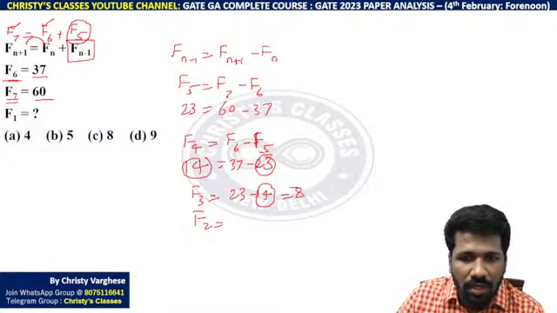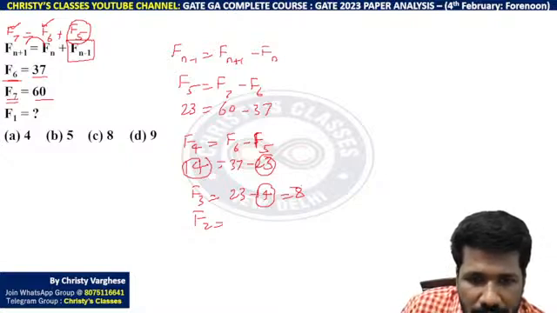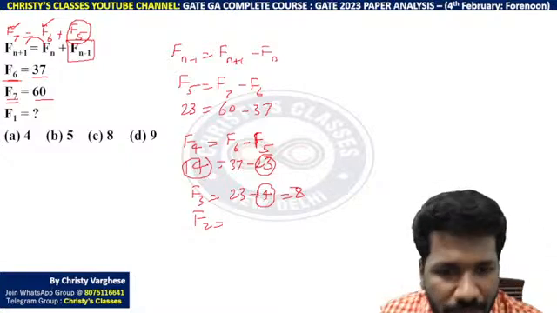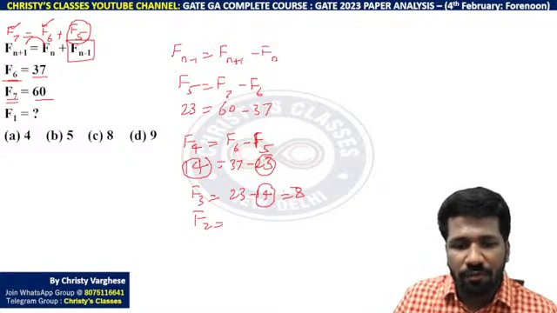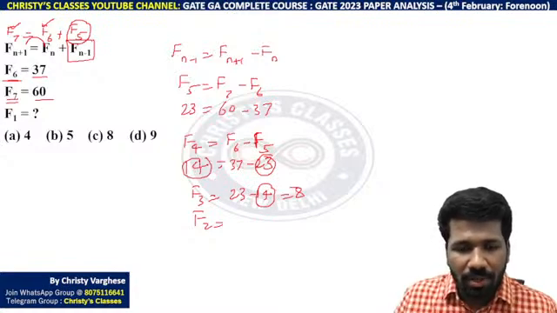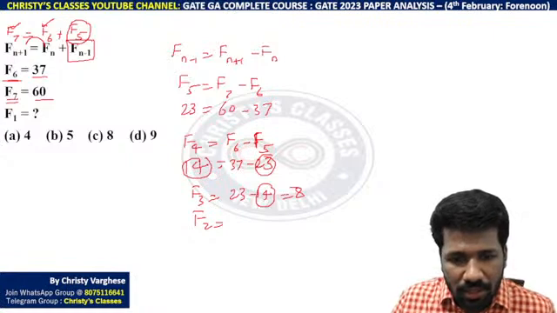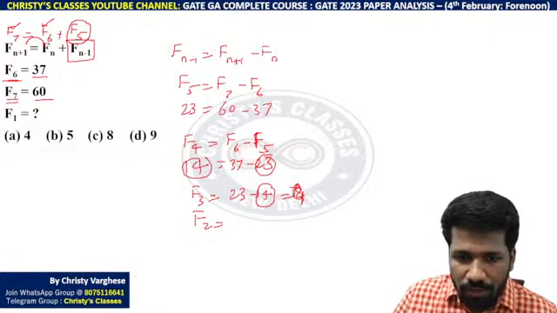Sorry. Just a minute. Did I make a mistake? No. F of 3 will be 23, that is f of 5 minus f of 4. F of 5 minus f of 4 will be 14 minus 23. Sorry, 23 minus 14, 9 here. That is an error. So 23 minus 14, 9.